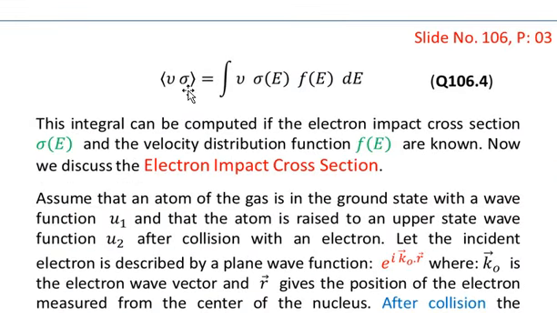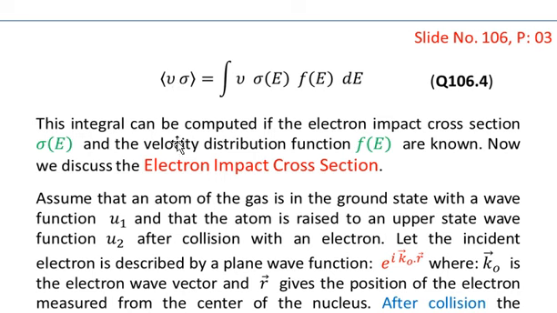So the average value of V into sigma is equal to the integral of V multiplied by sigma as a function of E, multiplied by F of E, which represents the distribution of electron energies, and then multiplied by dE. So if we evaluate the integral on the right hand side, we can find the average value of V times sigma.